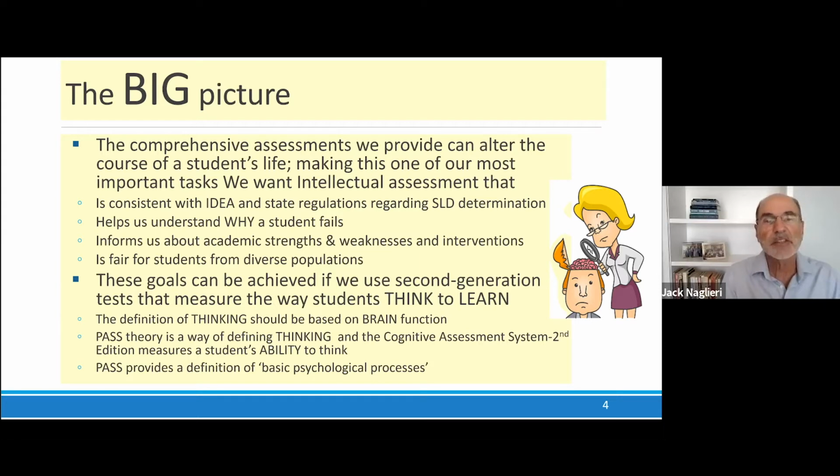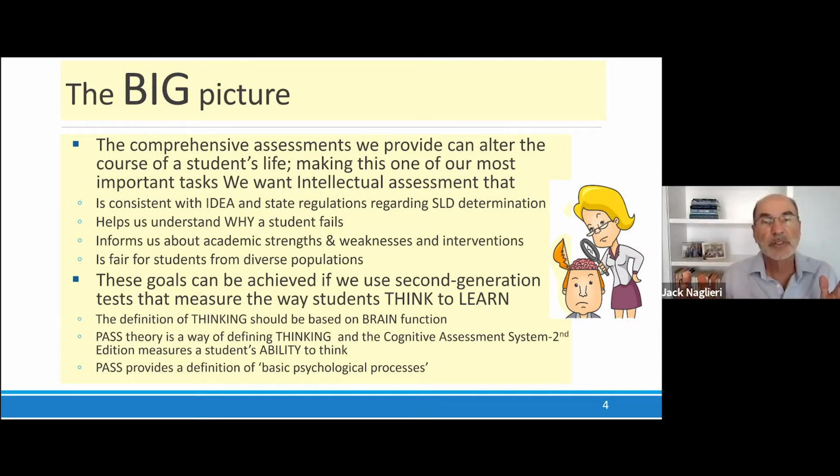So really, PASS theory is a way of defining thinking. Thinking is another term for basic cognitive processes, basic psychological processes. The CAS-2 is a way of measuring a student's ability to think.